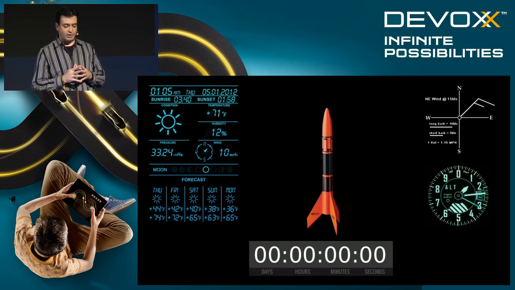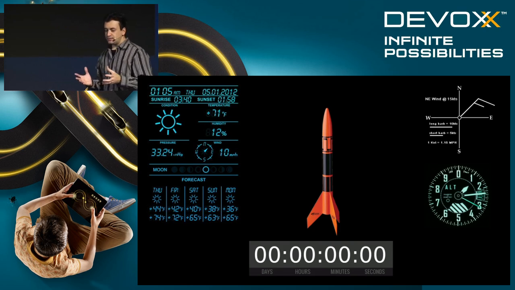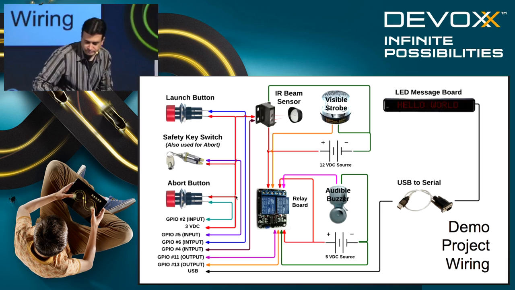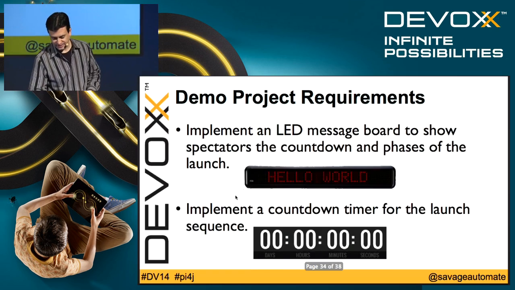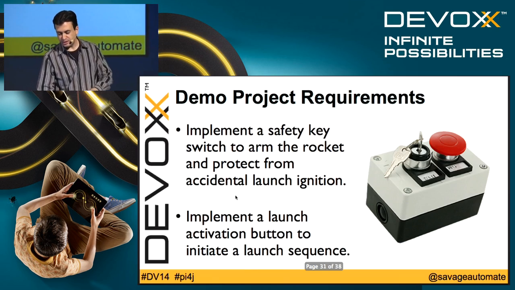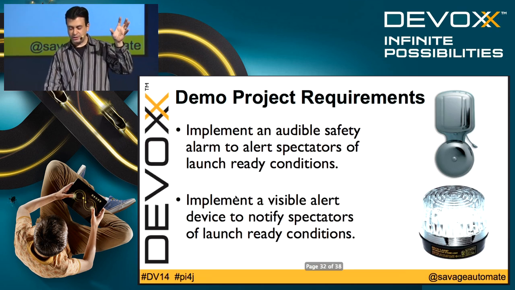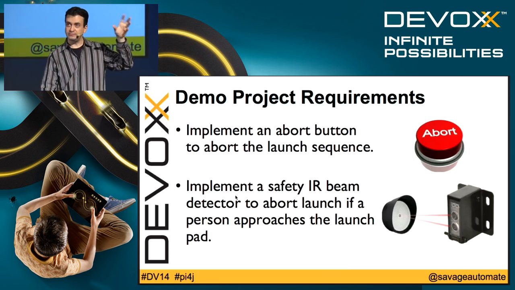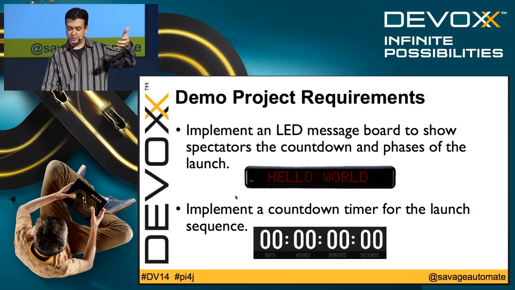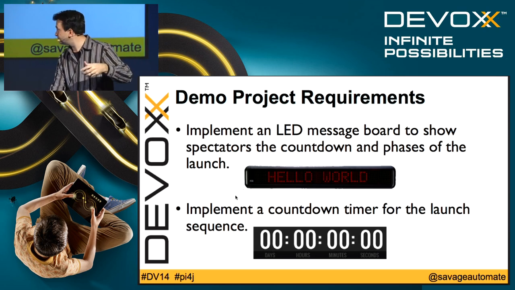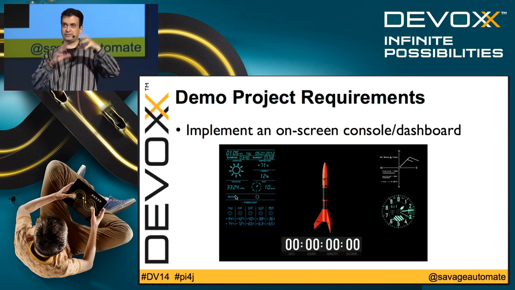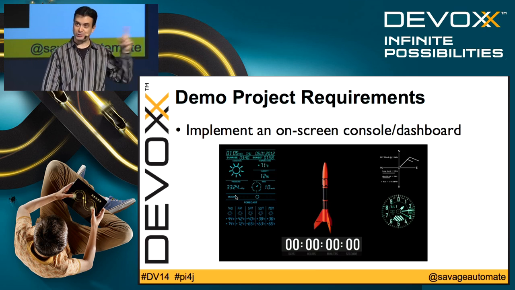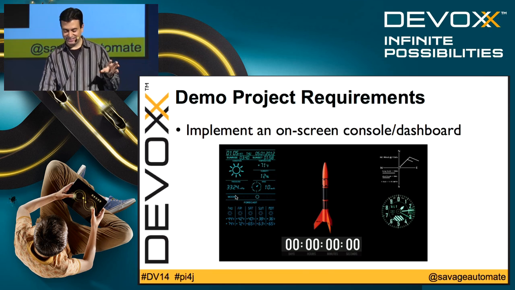So this diagram illustrates, oh, I'm sorry, I haven't shown you my slides. The wrong screen. My bad. So we'll back up just for a second. So we've got our launch button and key switch, our audible and visual cues, our abort button and the IR beam break sensor for aborts, our message reader, as well as a countdown timer, and finally, our Java FX dashboard, which you saw through the talk I was just giving.